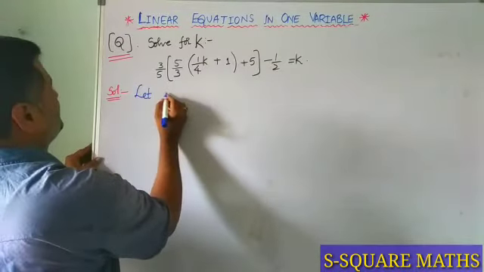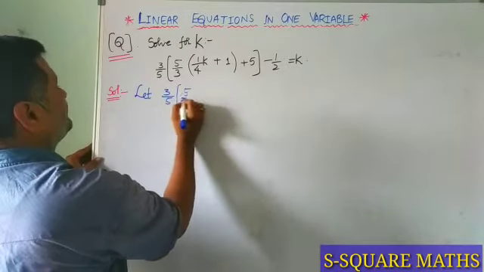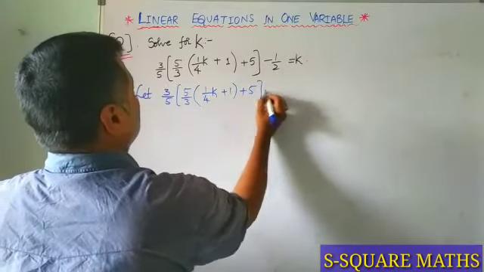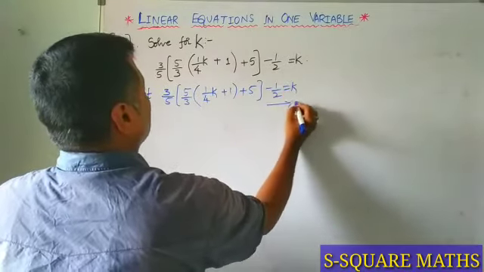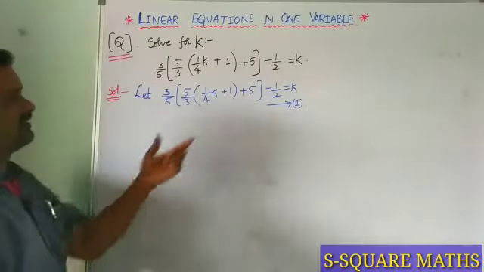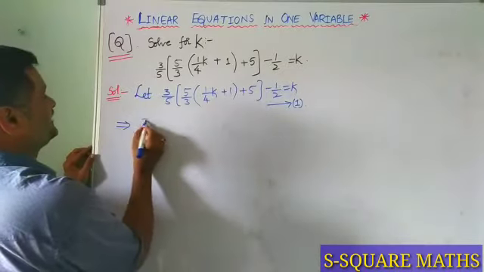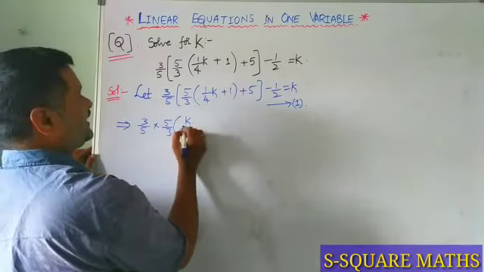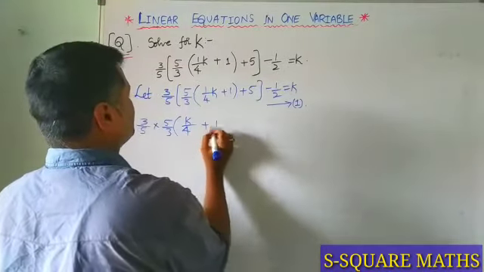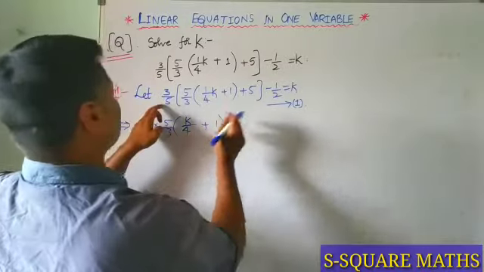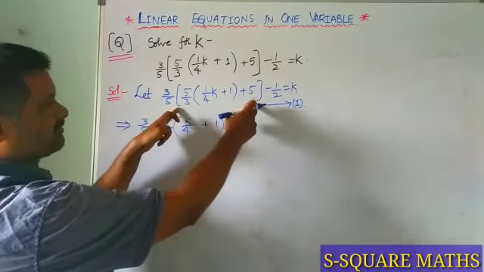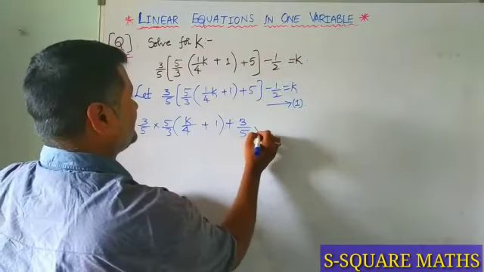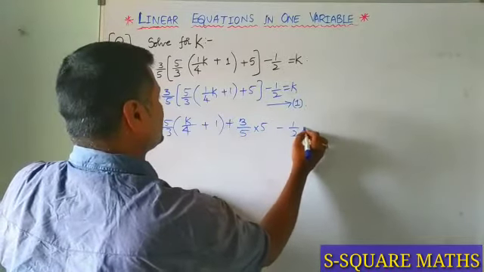So let 3 by 5 of [5 by 3 into (1 by 4 k plus 1)] plus 5 minus 1 by 2 is equal to k, mark as our equation 1. So multiply with 3 by 5 for the bracket. So I can write 3 by 5 of into 5 by 3, into (k by 4 plus 1). And here this 3 by 5 is meant for the total square bracket. So this part is completed, plus again 3 by 5 into 5 minus 1 by 2 is equal to k.